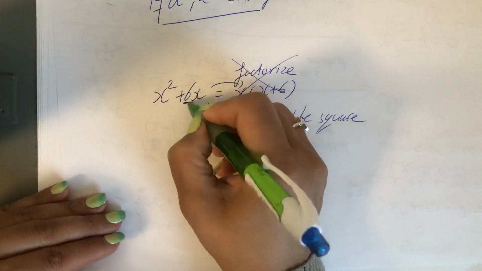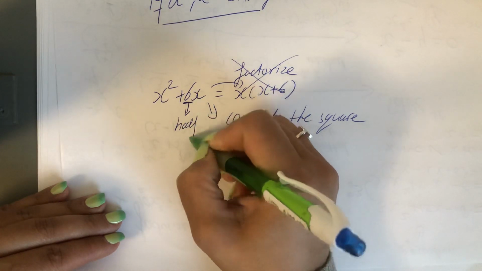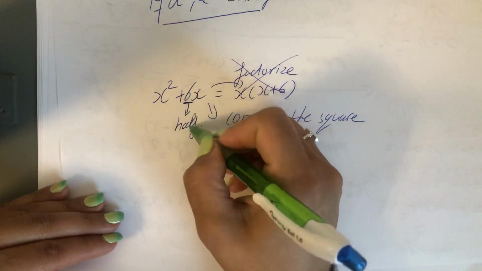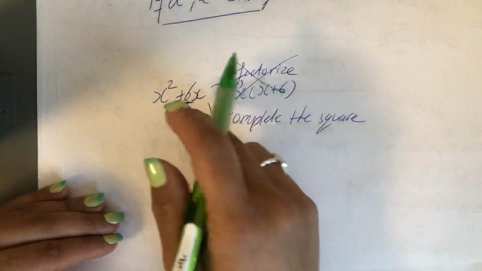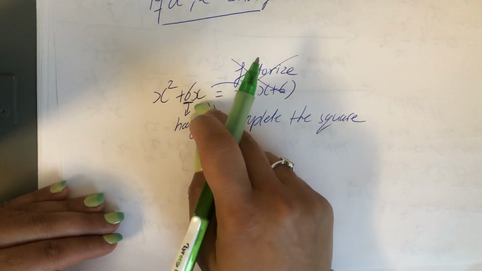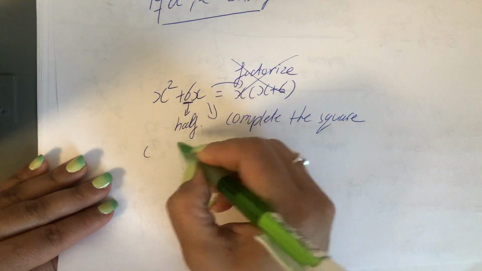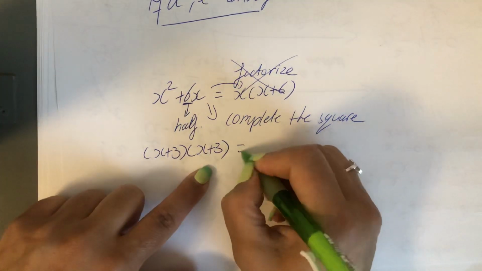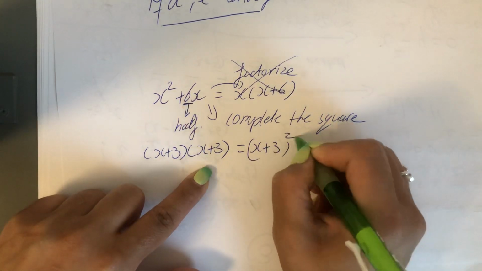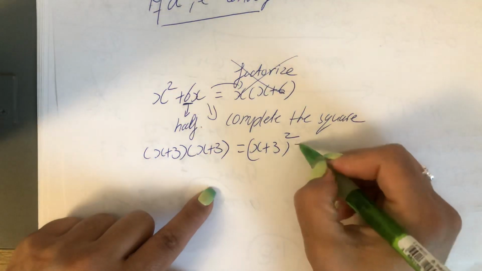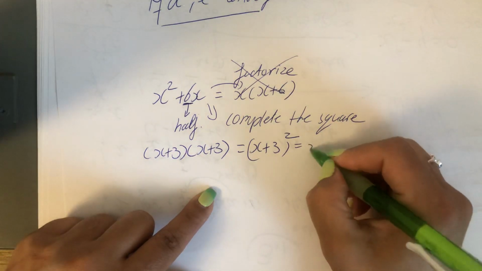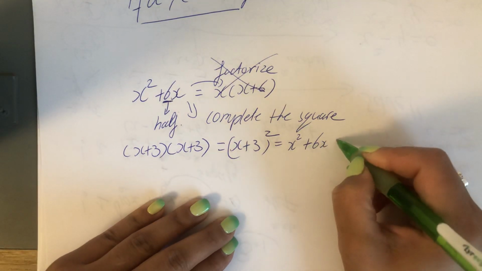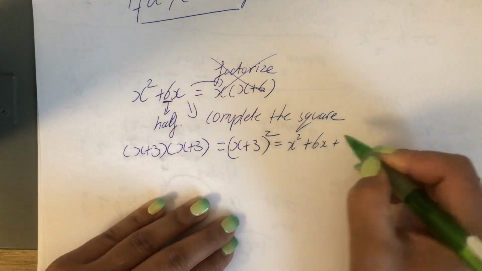Now, what you have to think about is I am looking for half of this number. If I take half of it, when I add it, because 3 plus 3 makes 6, I will get the 6x. Now, you know that x plus 3 times x plus 3 is the same as x plus 3 to the power of 2. If we simplify, you would get x squared plus 6x plus 3 times 3 is 9.